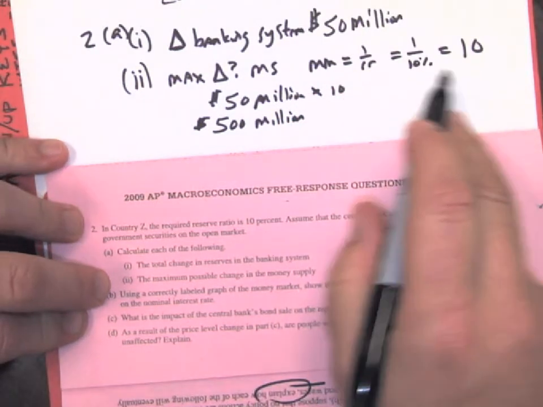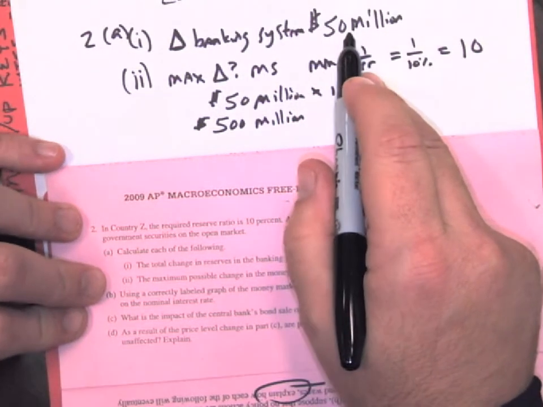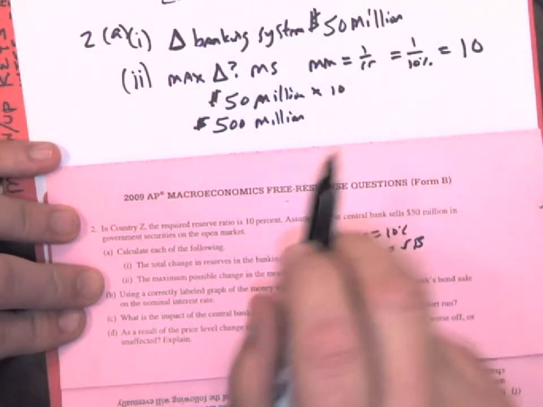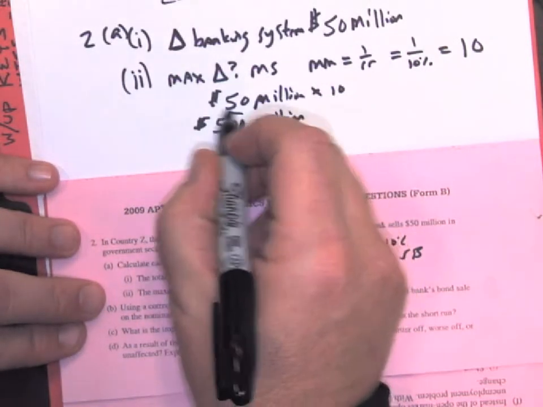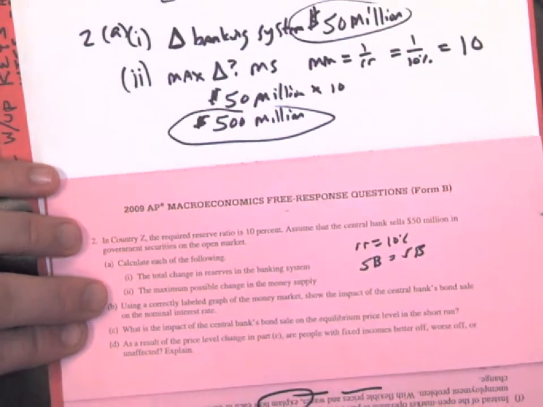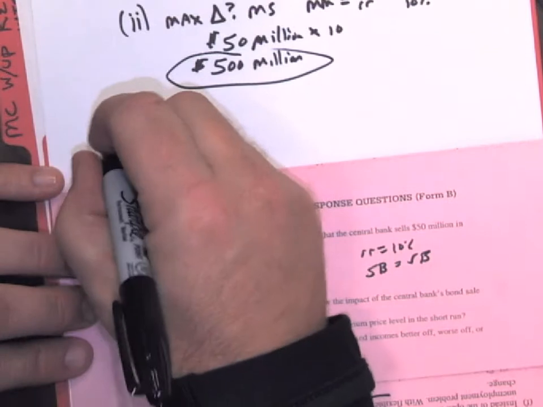So that multiplier times our change to the banking system, because it's a sale of bonds, the whole thing could not be multiplied out. So our answer right there is $500 million. Our answer right here is $50 million. Alright, now on to part B.